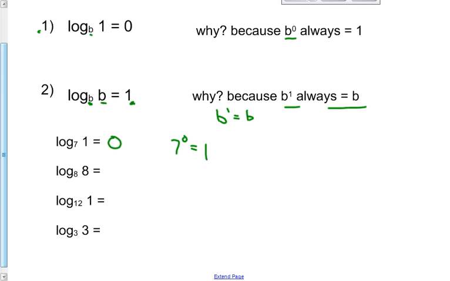Log base 8 of 8, any base of itself. Rule number 2, answer is 1. Next one, log base 12 of 1. That takes us back to rule number 1. That answer is 0. And log base 3 of 3 is 1.